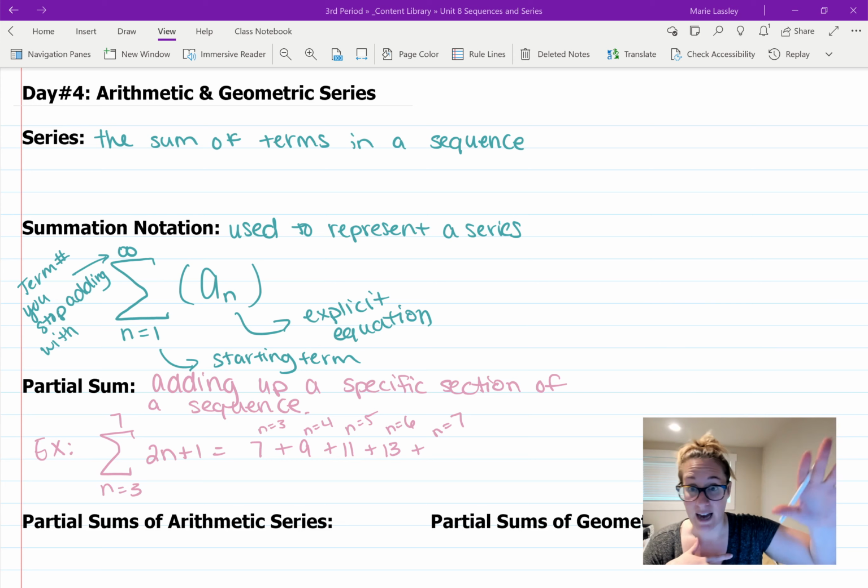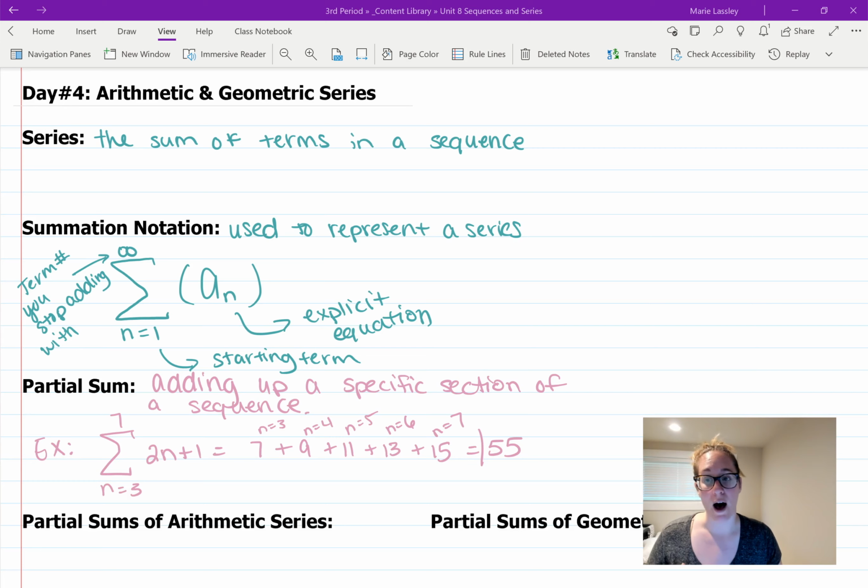And then we stop, right? Once we hit n equals 7, we stop because that is how far we want it to go. Now the sum is when we add up all of these numbers: 7 plus 9 plus 11 plus 13 plus 15. Our final answer is 55. That is the partial sum of this sequence, starting with term 3, ending with term 7. So that is a partial sum of a sequence.